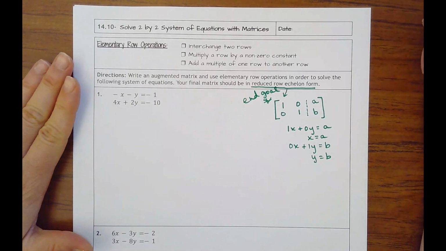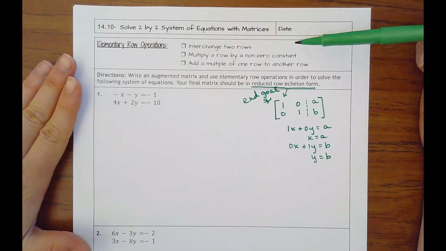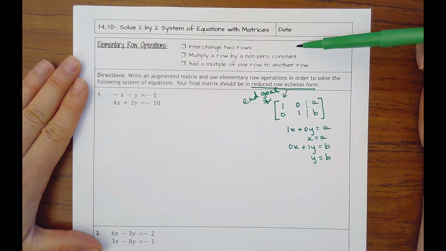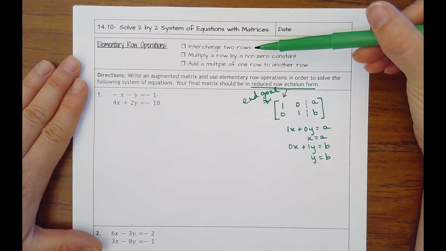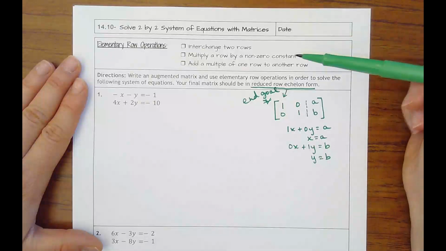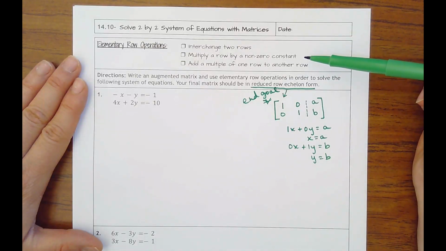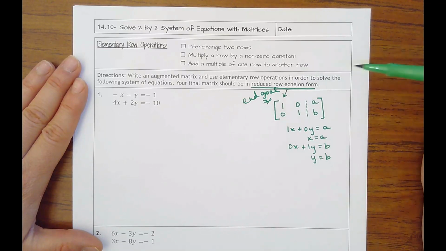So going back to our elementary row operations, what are the things that we can do to get it into this? We can interchange 2 rows, so we can swap things, but we have to do the whole row. We can multiply by some kind of constant, and we can add a multiple of one row to another. We can add rows together.